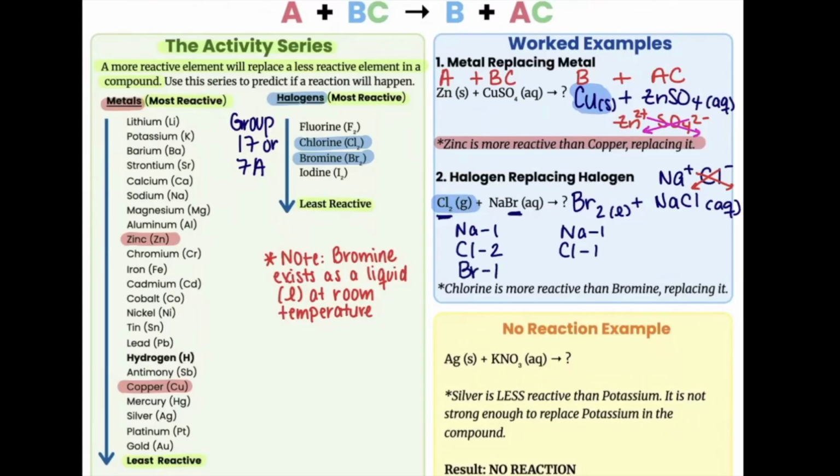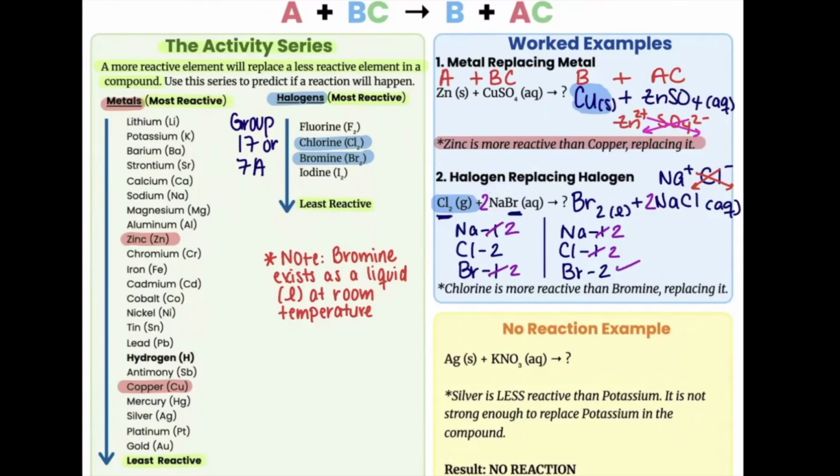So the first thing I do is I try to balance the chlorines, right? So if I put a 2 as a coefficient in front of the NaCl's, that changes the number of Cl's to 2. But that also changes the number of sodiums, because now I have 2 sodiums. So if I put a 2 now in front of the NaBr, that gives us 2 sodiums, but it also changes the number of bromines. But lucky for us, we have 2 bromines on the left and also 2 bromines on the right. So now we're good.